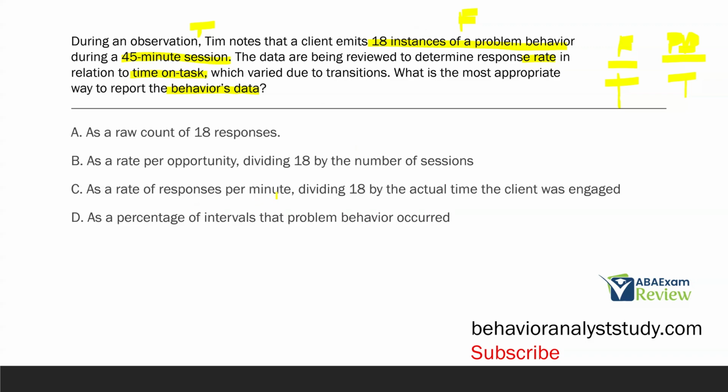C as a rate of responses per minute, dividing 18 by the actual time the client was engaged. Yes, we would take the response frequency, 18, and divide it by the time the client was engaged. Let's say 30 minutes, which would give us some sort of response rate. That's not correct, but it'd be something like 0.2, 0.4 instances per minute. And that's where we get our rate. And then D, as a percentage of intervals that the problem behavior occurred, we're not looking at interval recording, right? We're looking at rate recording.